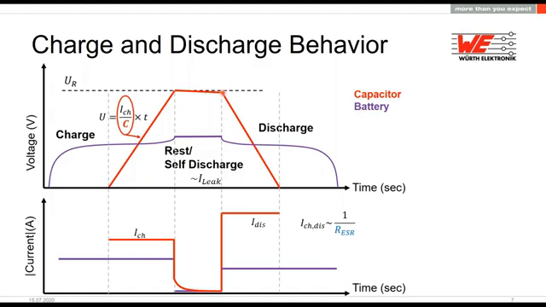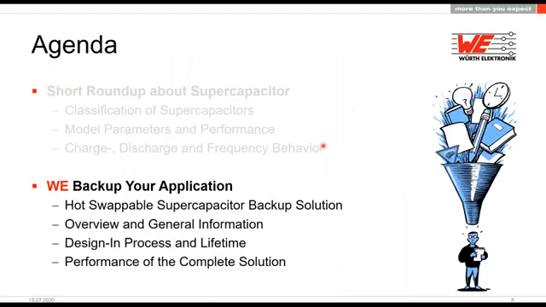And batteries have an almost constant cell voltage at constant current operation. So when there's no charge anymore, it's quite stable, and when you start to discharge, it's also quite at the same level. But you cannot charge and discharge it so fast compared to supercapacitors.